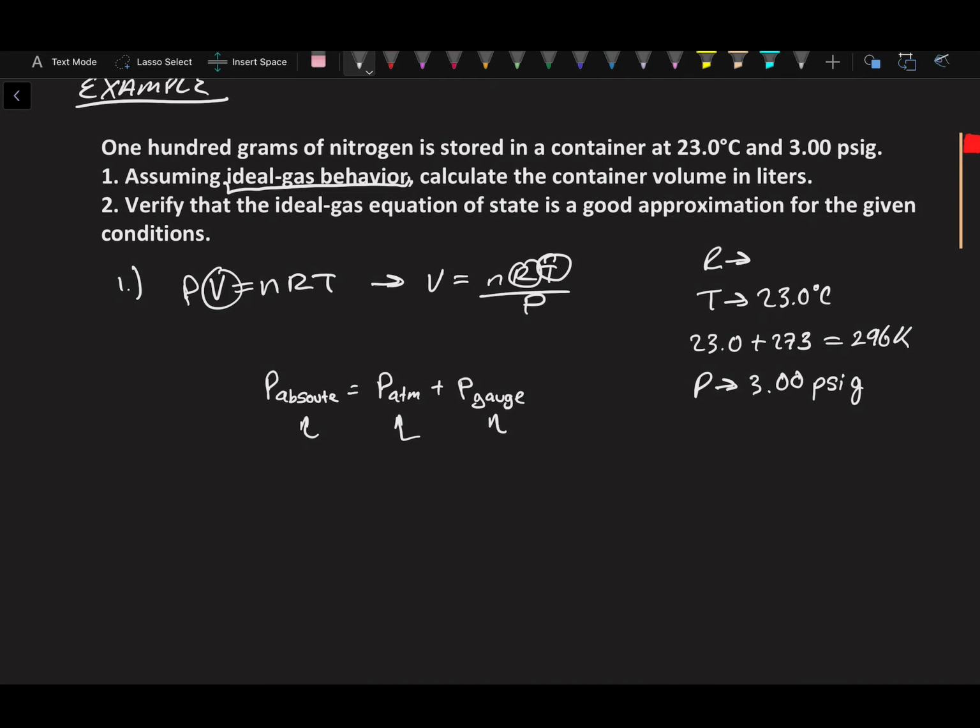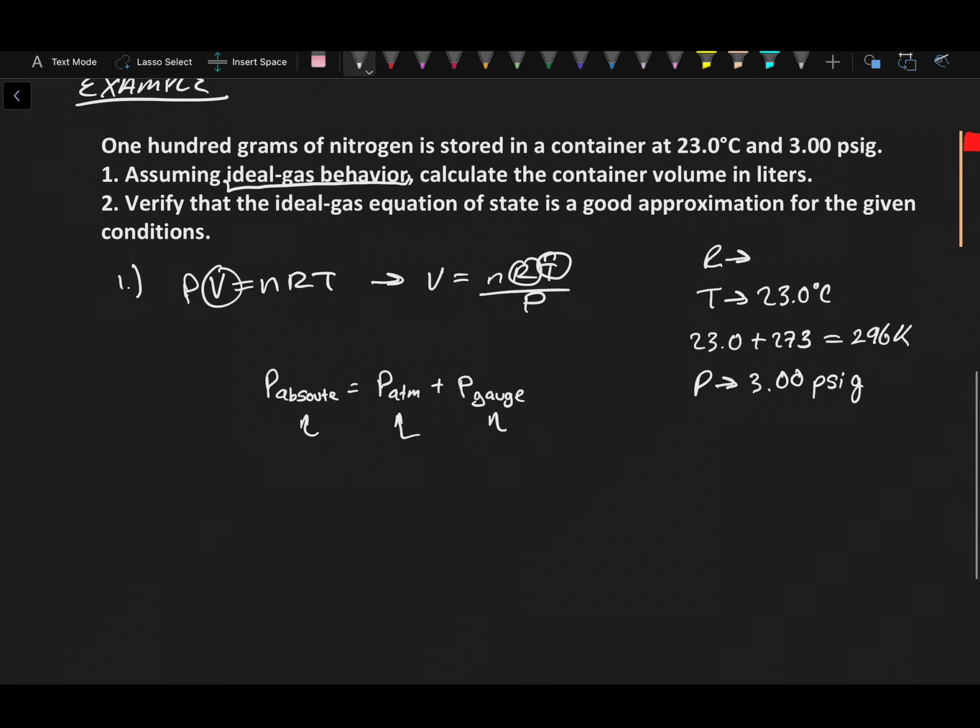And that's just something you're going to have to memorize. There's no hidden tricks here. It's not hidden in the problem somewhere. They're just values you have to memorize or look up in your tables if you're allowed to use them during your exams. Therefore, P abs is equivalent to 14.7 psia plus 3.00, and that's equivalent to 17.7 psi absolute.